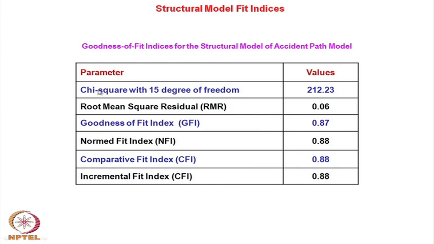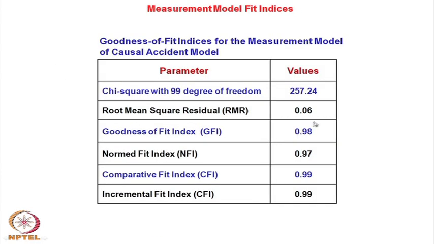Here there are several structural fit measures. Chi-square with 15 degrees of freedom should be as small as possible. Root mean square is 0.06, which should be less than or equal to 0.05. Goodness of fit index is 0.87, where 0.9 or more is adequate. Normed fit index and others are almost 0.9. So, we can say the structural model is fitting the data. Similarly, the measurement model also fits the data.